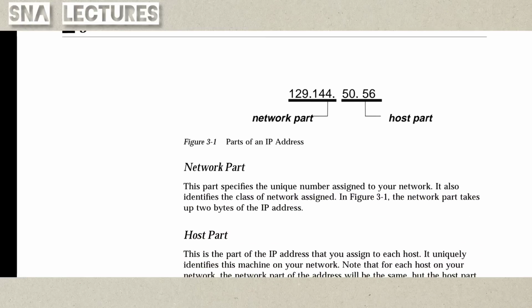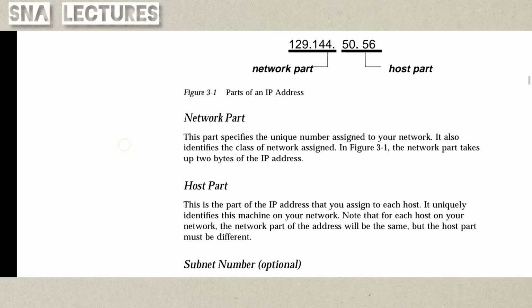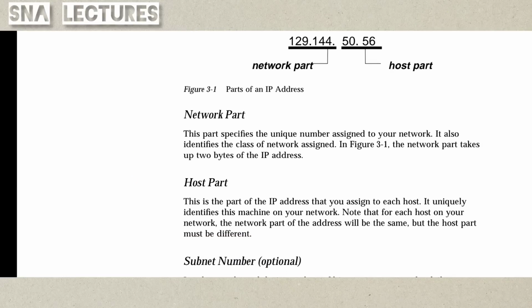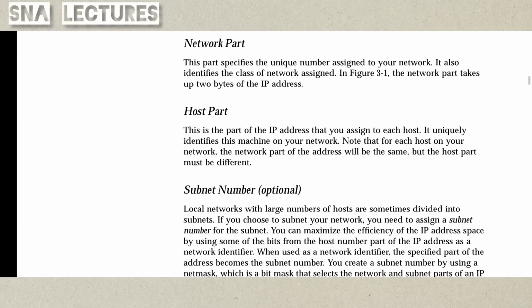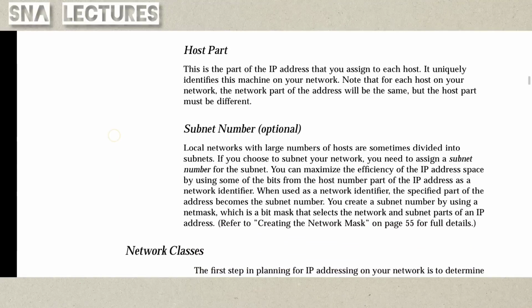As you can see, the first two bytes are the network part, and the last two bytes are the host part. The network part specifies the unique number assigned to your network, and the host part of the IP address is what you assign to each host; it uniquely identifies this machine on your network.